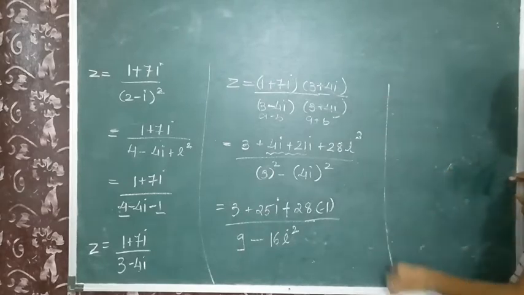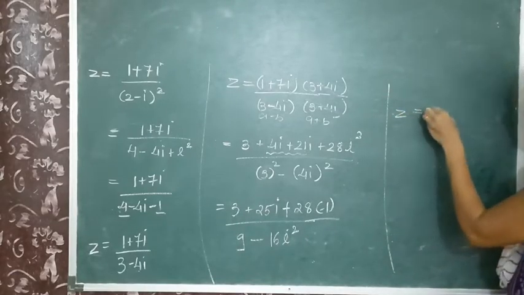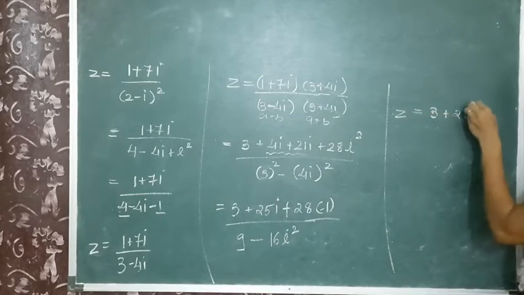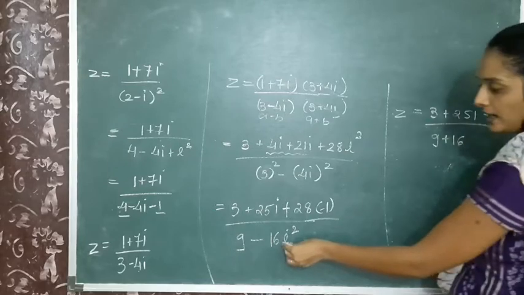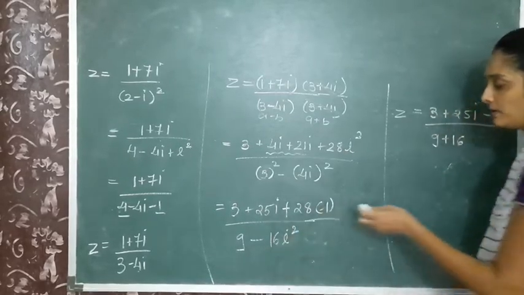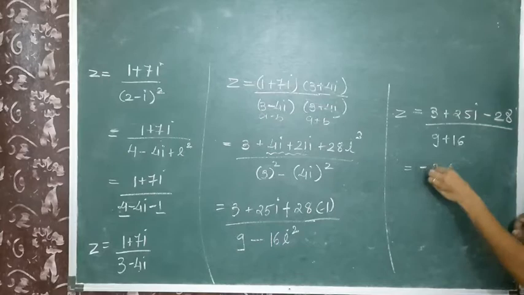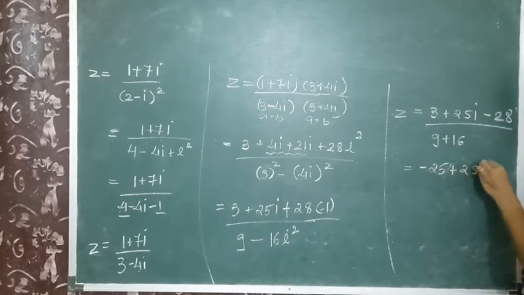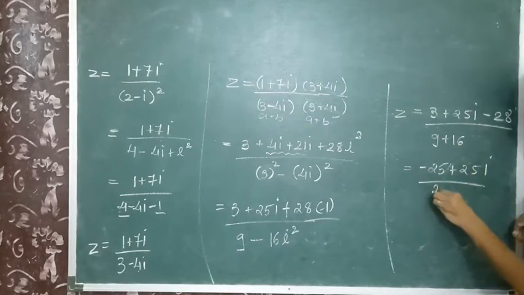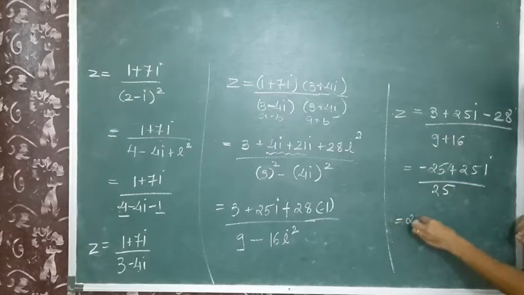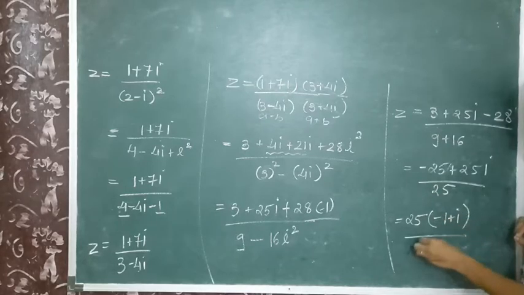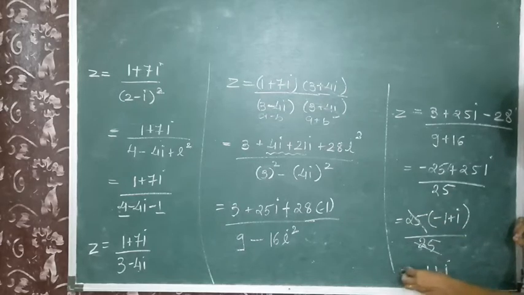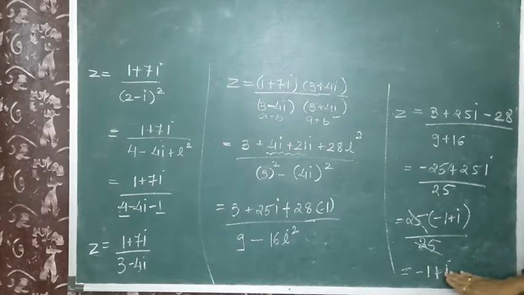Okay. Now 3 plus 25i minus 28, and 9 plus 16, I square is replaced by minus 1. So 9 plus 16, so minus 25 plus 25i upon 25. We can take 25 common, so minus 1 plus i. So 25 cuts, and the answer is minus 1 plus i. This is our standard form.